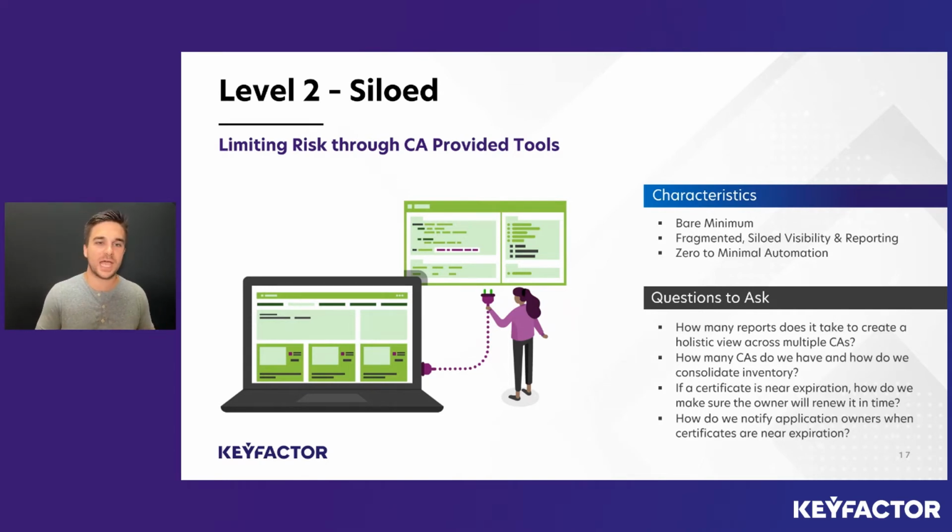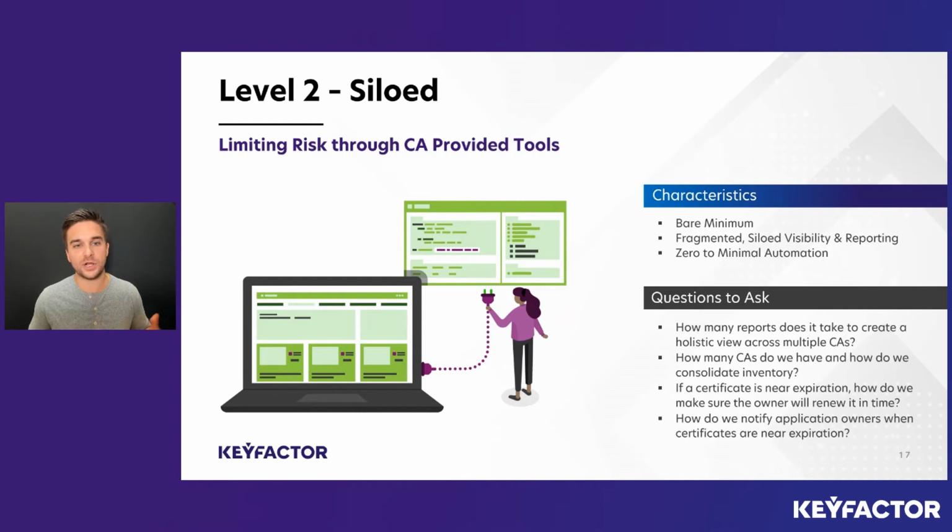How many CAs do we have, and how do we consolidate the certificate inventory? At level one, you were trying to figure out how many CAs you had. You didn't even know what you had, but now you're trying to figure out how to consolidate this inventory into one place. Another question is, if a certificate is near expiration, how do we make sure the owner can renew it on time? Are we setting up alerts and automated renewals? If we're not doing that, that's a problem.